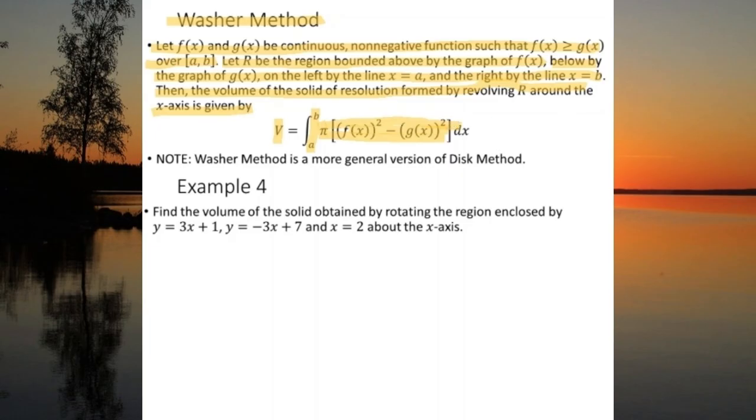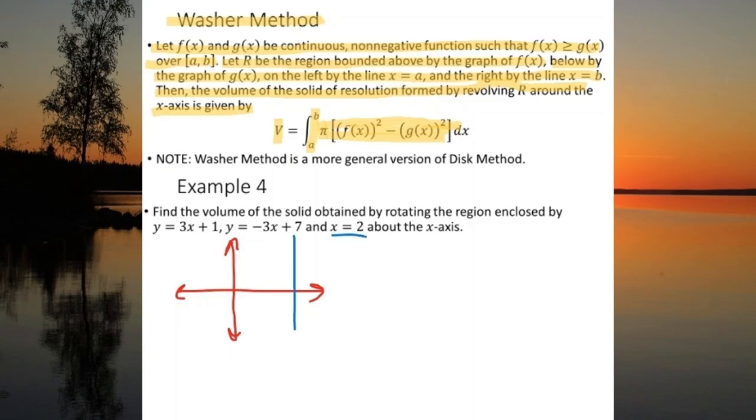To help us demonstrate why this is true, let's take a look at the example below, where we're finding the volume of a solid obtained by rotating the region enclosed by the lines y equals 3x plus 1, y equals negative 3x plus 7, and x equals 2 about the x-axis. We'll start by sketching our region. X equals 2 is a vertical line, which we'll sketch in blue.